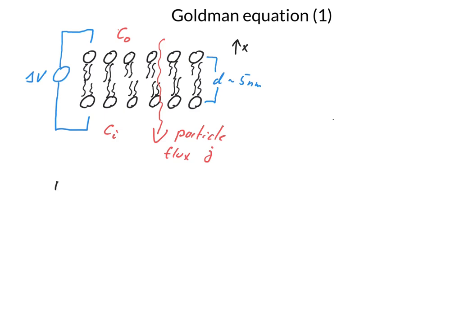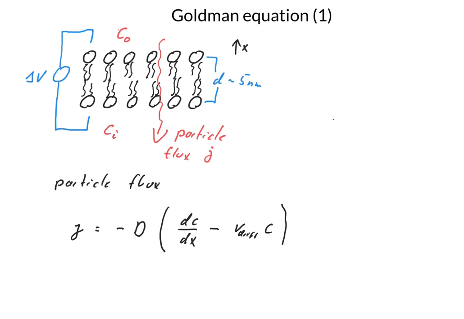Now, for the particle flux, we assume the particle flux is given by two parts. The first is a diffusive part, hence the ion flux J is equal to minus D times the gradient in the concentration, plus an additional part that explains the drift due to the potential drop, which is here summarized by the drift velocity times the concentration.